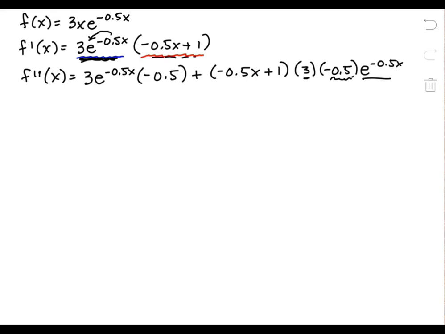Okay, so now we need to simplify this the same way we simplified the first derivative. So I'm going to first identify what the left-hand side of the plus sign and the right-hand side of the plus sign share in common. So if I look for what they share in common, they both have a 3, they both have an e to the negative 0.5x, and they both have a negative 0.5. So that means that my greatest common factor is the 3e to the negative 0.5x and the negative 0.5. That's my greatest common factor.